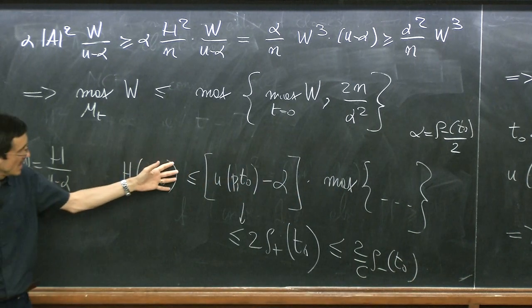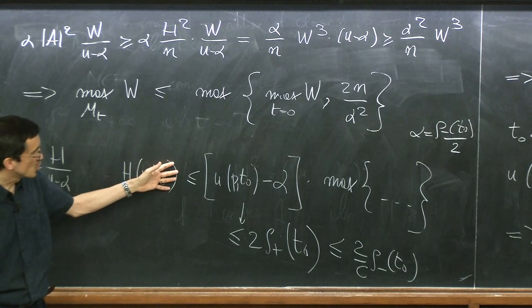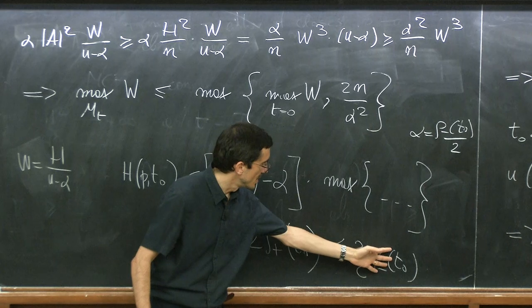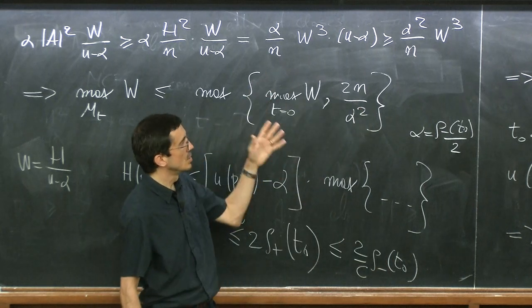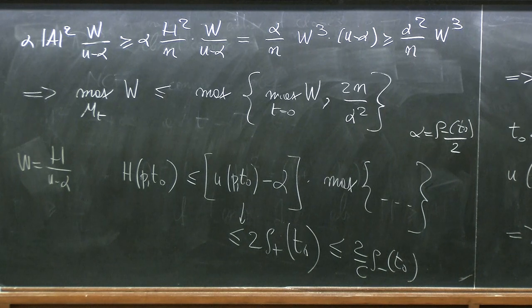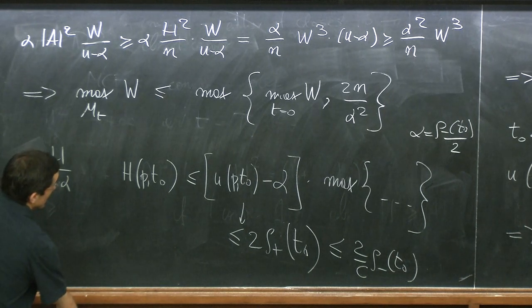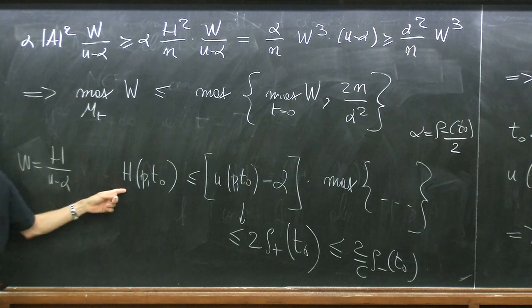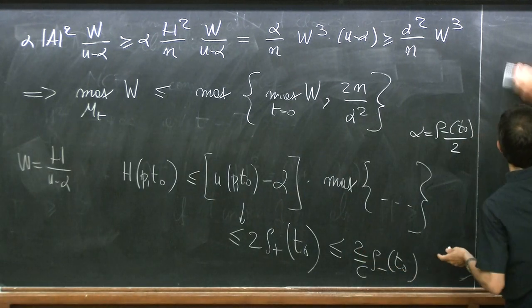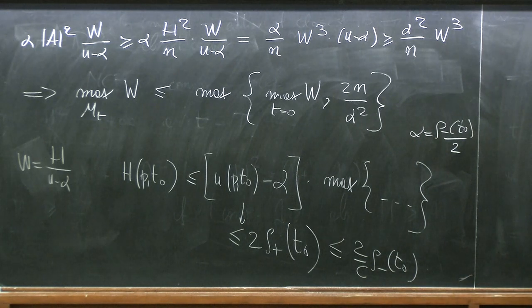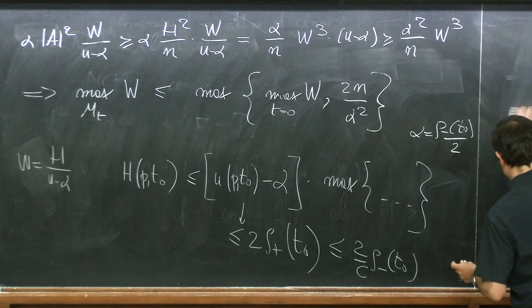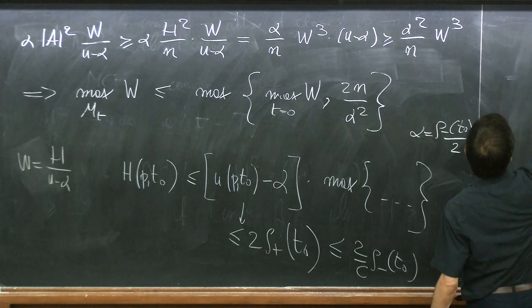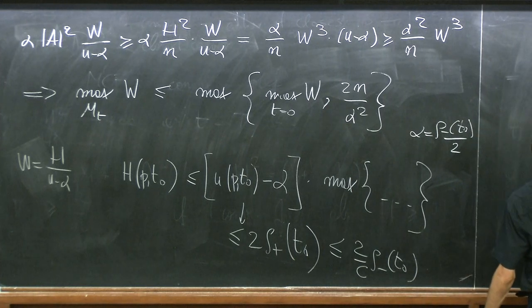We have a bound on H at time t0, which depends only on the inner radius or on the initial value. Therefore, if the inner radius does not go to zero, H cannot go to infinity, and we cannot have a singular time. So if the radius does not go to zero, then H does not go to infinity.